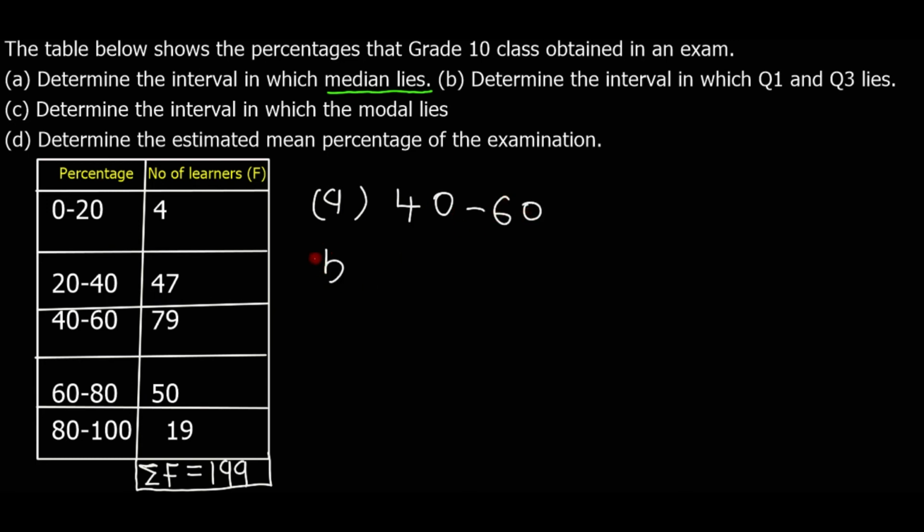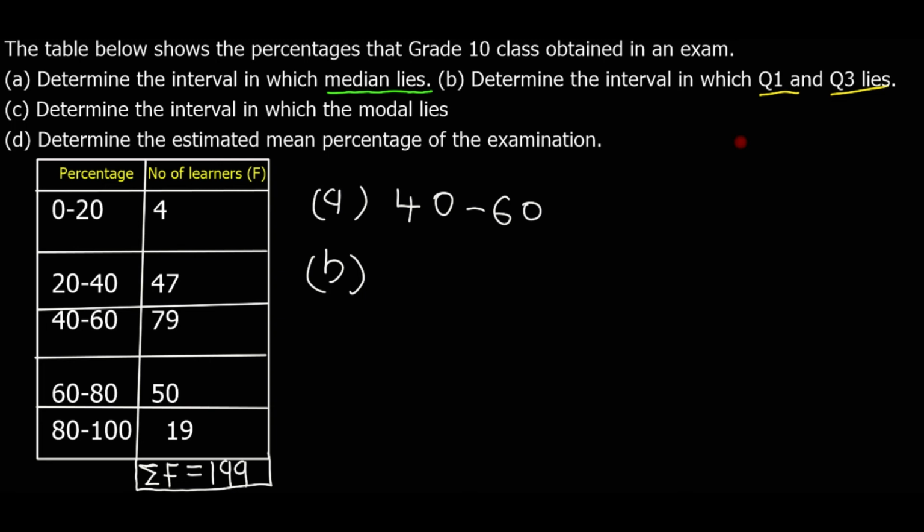And then now our part B. Finding part B is like finding the median, but the only difference now is that we need the quartiles, because it determines the interval in which Q1 and Q3 lie. Remember Q1 refers to the lower quartile, and Q3 refers to the upper quartile. So for the median we divide by 2 because median means middle, and divide by 2 means middle. So quartile means quarter.